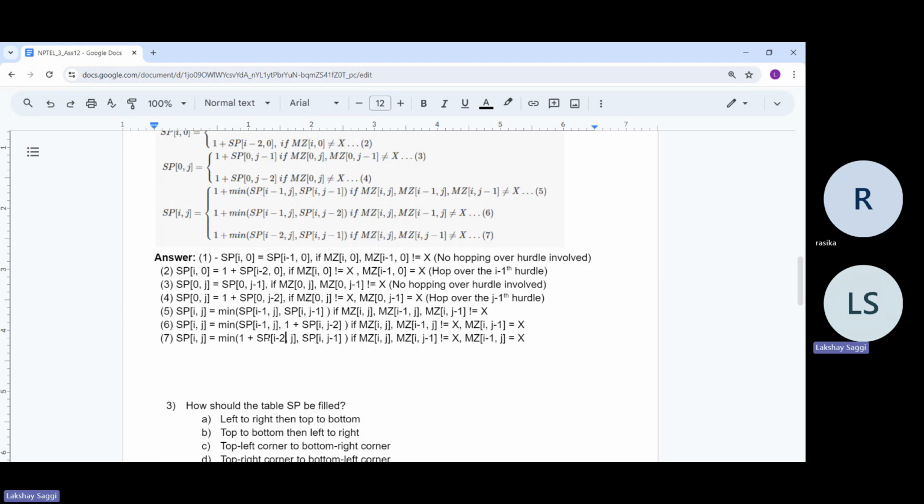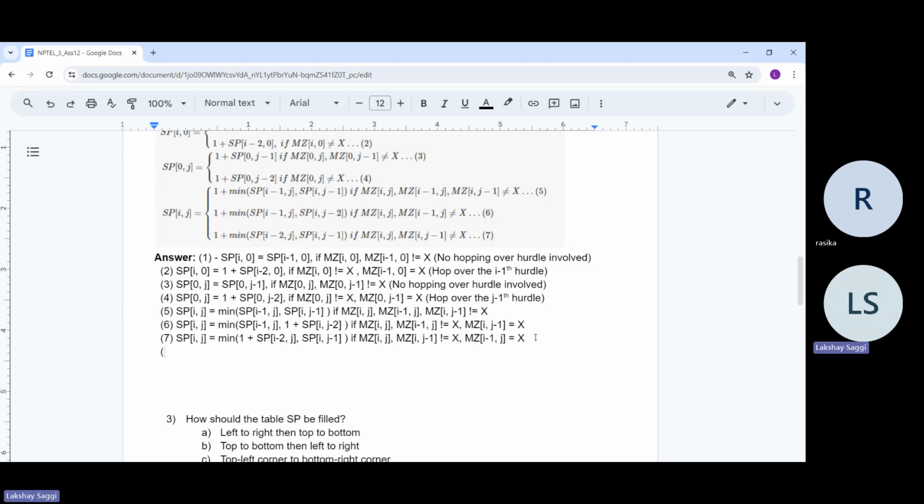So something like this. And note that we are always taking the minimum of these two entries because we want to take the minimum possible hops, right? So from both these two roots, we want to take the root of minimum possible hops, something like this.